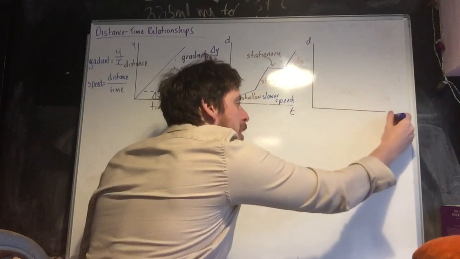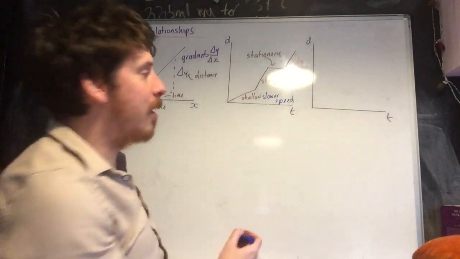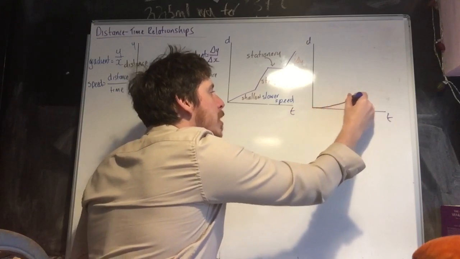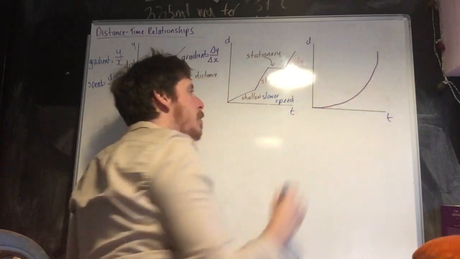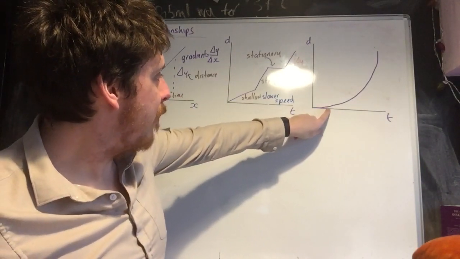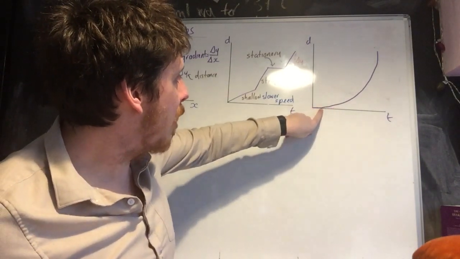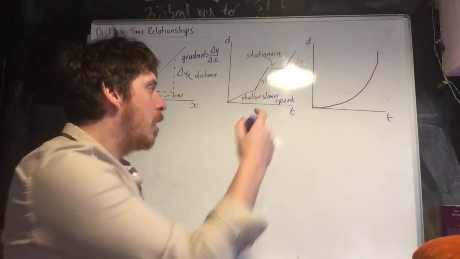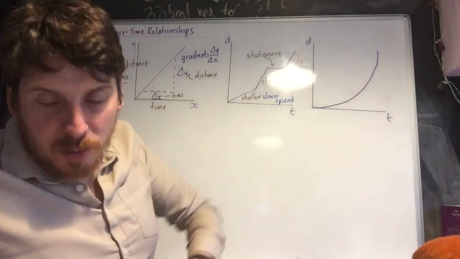If we have an object that is speeding up, also known as accelerating, then you would see a shallow gradient turn steep like that. So travelling slowly, slowly, getting faster, we're going from shallow, shallow, shallow to steep, steep, steep, steep, steep. So this represents an accelerating object.